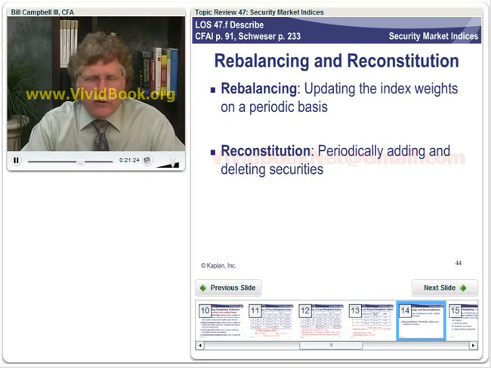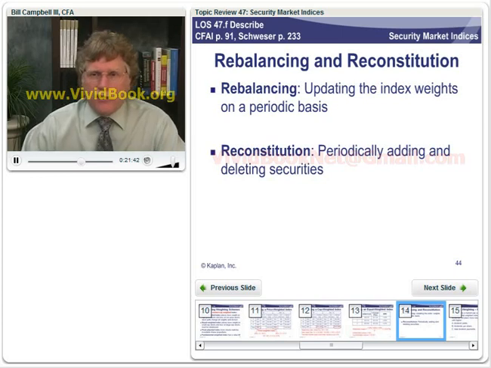The Dow Jones Industrial Average, for example, represents only 30 companies, and they don't remove one company and add another very frequently. And it's always a big deal when they do, because there are so few companies in there that when they drop one and add another, it makes the news. It's a really important deal.